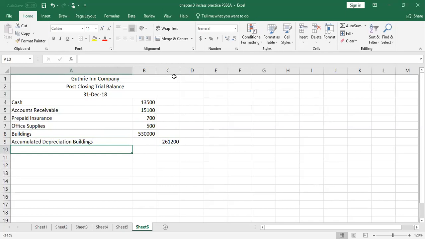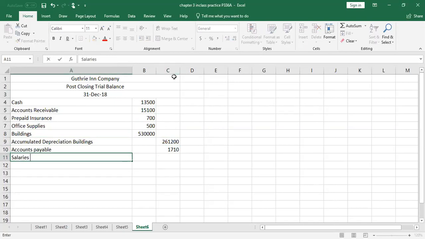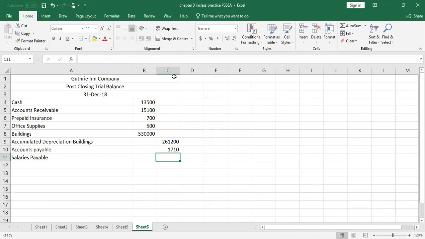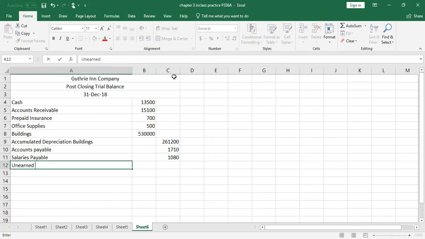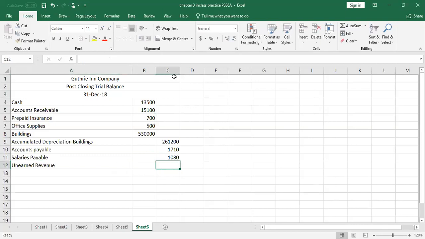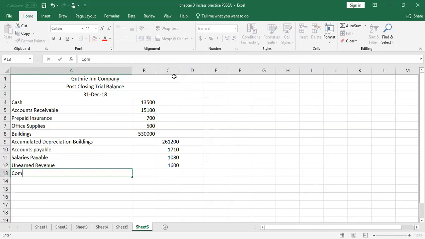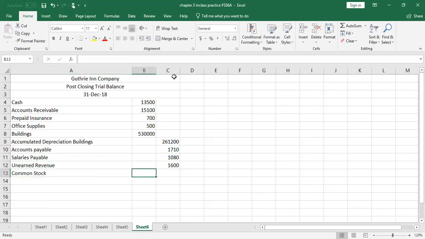I have 3 liabilities and they all have balances. Accounts payable, credit balance of $1,710. Salaries payable, credit balance of $1,080. Unearned revenue, credit balance of $1,600. My common stock has a balance of $288,950.